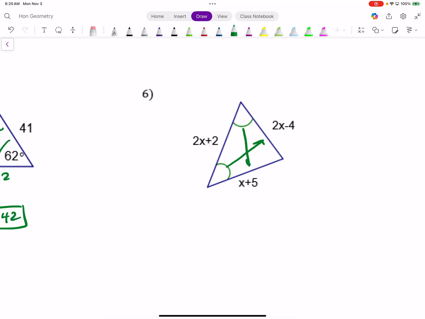All right, I know these are congruent sides, so 2x minus 4 has to be the same thing as x plus 5. So x is 9.